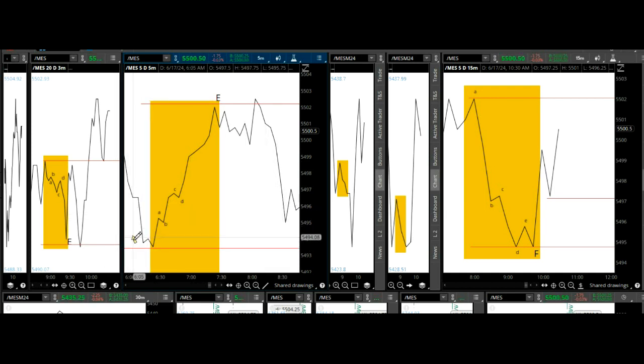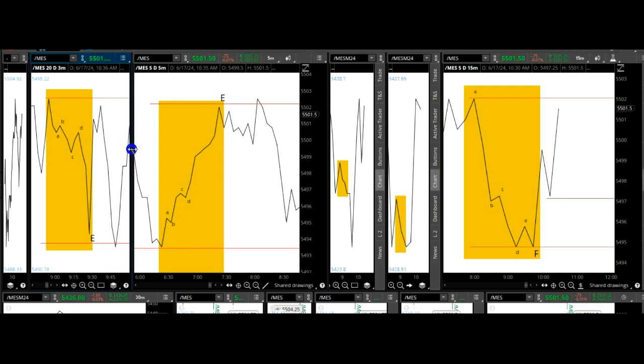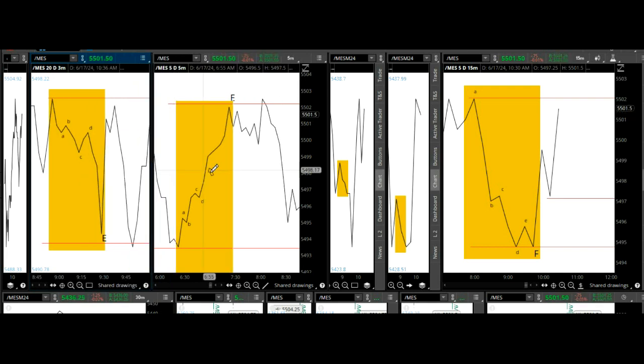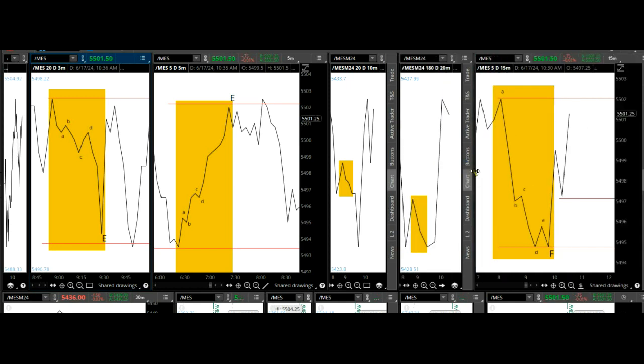One point I like to mention here. See this fractal here, ABCD? This fractal here is the inverse of the 3-minute fractal. 1, 2, 3, 4, 5. 1, 2, 3, 4, 5. Okay, upside down. You're looking at a picture. There's no need for technical analysis. You can use it.